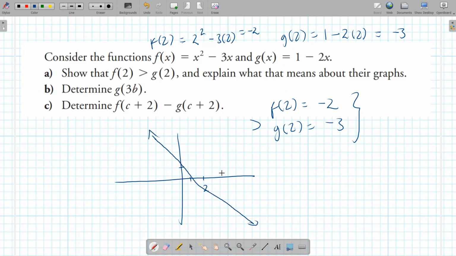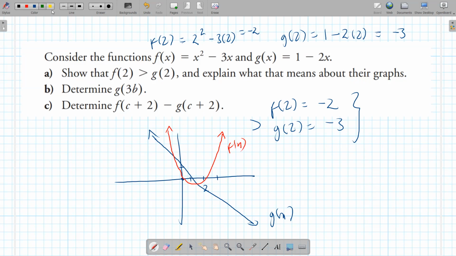So this is the graph for g of x. I'm going to try and make a quick sketch for f. This is a parabola that opens upwards through the origin. Looks something like this. So the red one is f of x, okay?